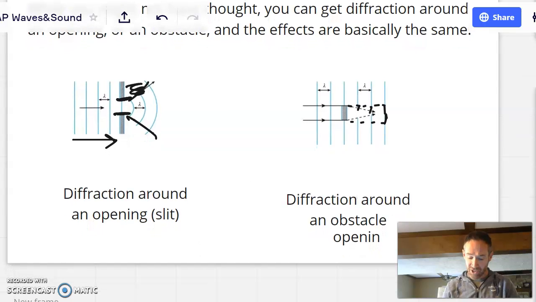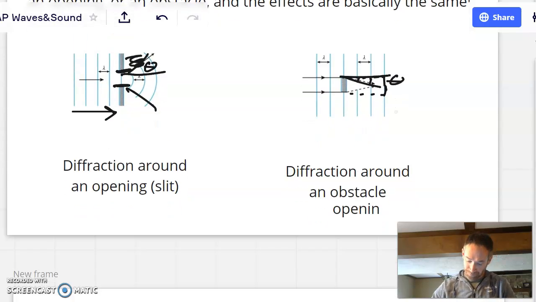So we're getting diffraction around an obstacle. We're getting diffraction around an opening. And what I'm going to show you here today mathematically is going to work the same way for each one of these. I'll let you calculate this angle right here. I'll let you calculate this angle right here.